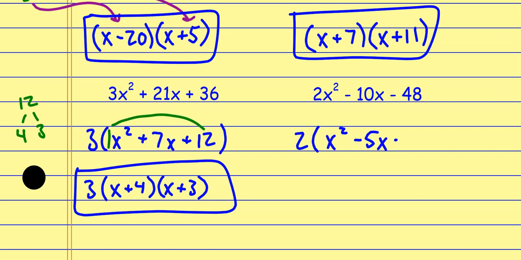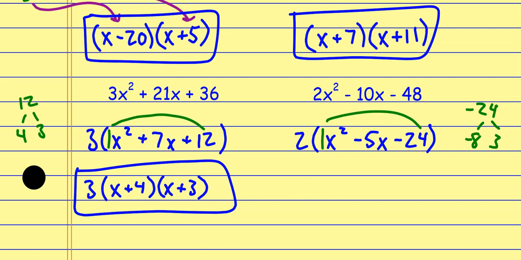And by doing that, by factoring out the 2 first, it gives me a 1 in front of my x squared. It gives me an a value of 1, which means now after I build a bridge, two numbers that multiply to -24 but add to -5 are a -8 and a +3. I'm allowed to do my shortcut because now the a value is 1. All right? The 2 tags along for the ride.